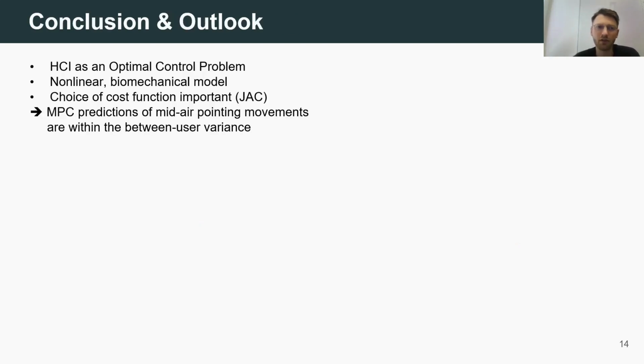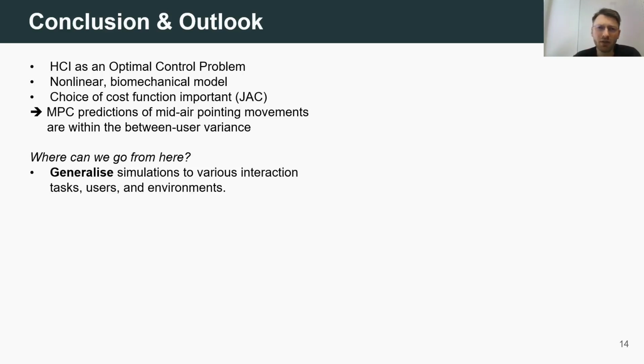To conclude, we have seen that HCI can be seen as an optimal control problem, and then we can apply nonlinear biomechanical user models if we choose the right cost function, like we did here with the joint acceleration cost. We can actually predict mid-air movements within the between user variance.